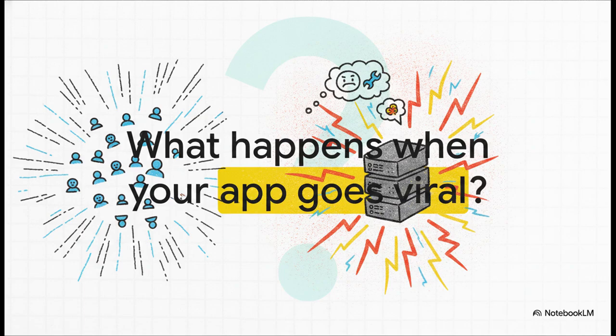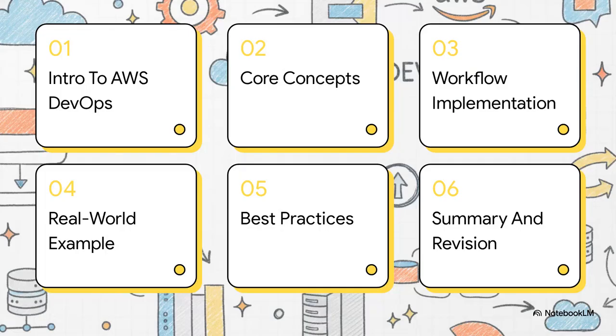Picture this for a second. You launch your application, it goes completely viral overnight, and thousands of users are flooding in all at once. What happens next? Boom, your servers crash. We've all seen how painful manual deployments can be, and honestly, it is absolutely devastating when your servers go down during a massive traffic spike. So here's our game plan for today to fix that.